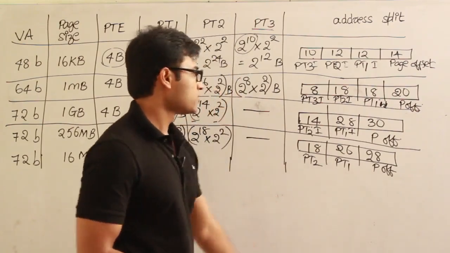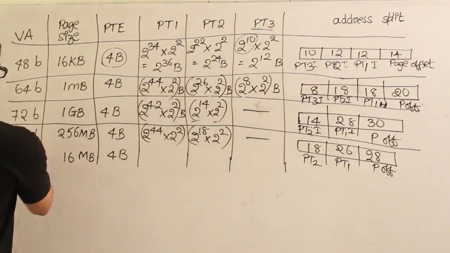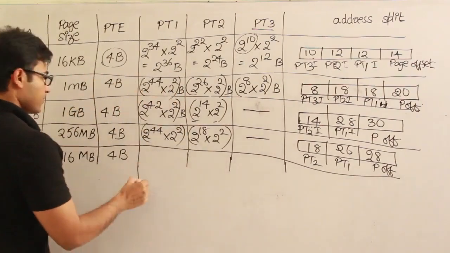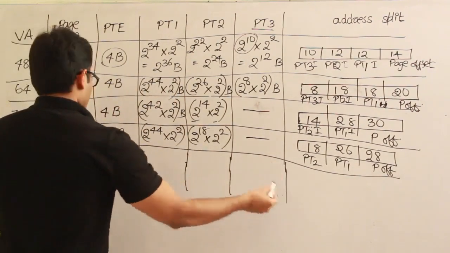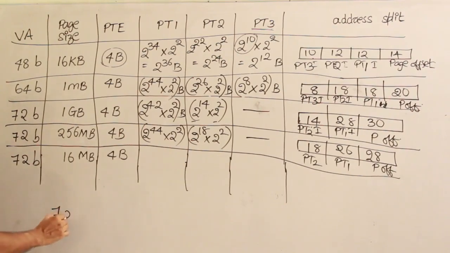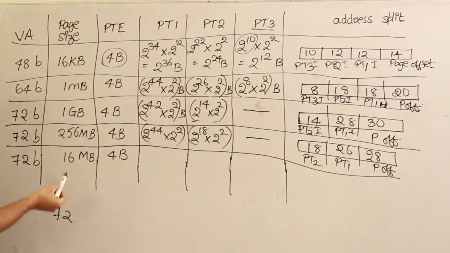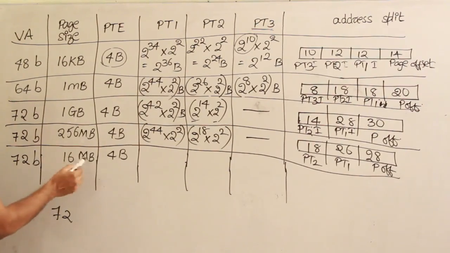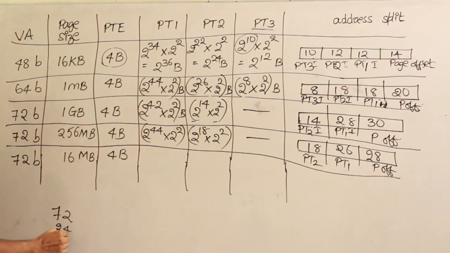With this experience you should be able to do it really fast now. Watch it. The number of bits here is 72 and the page size is 16 MB. 16 MB is nothing but 2 power 24. So you have to subtract 2 power 24. Then what do you get? Here I get 48, which is 2 power 48 pages.